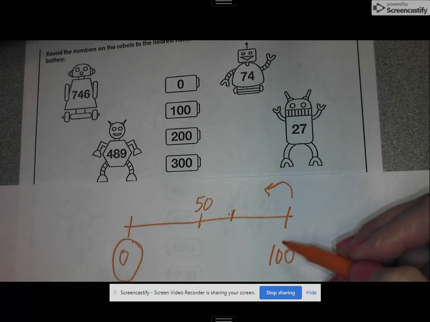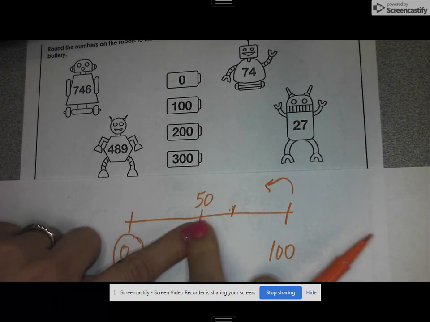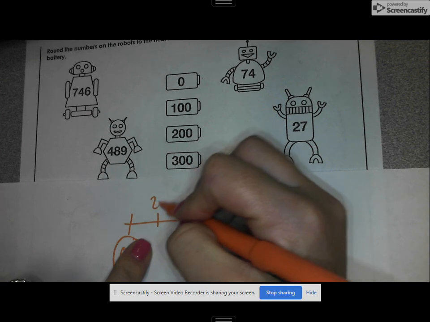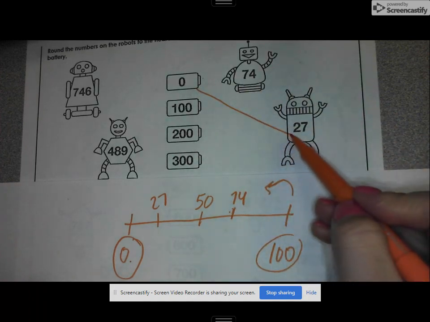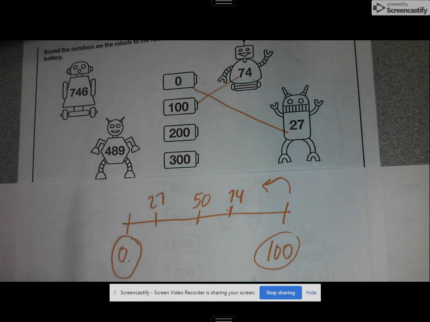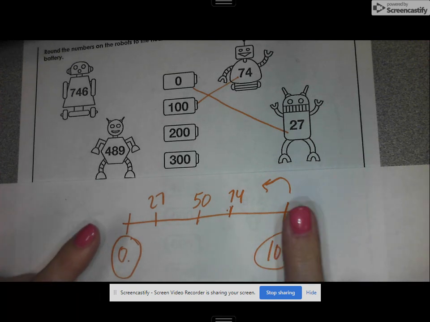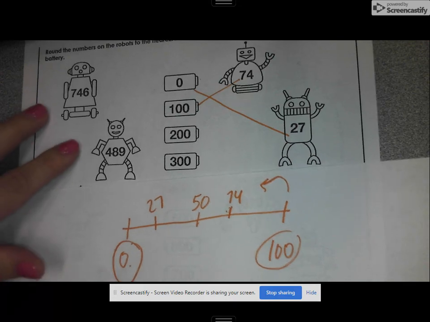Today in class, a few of them had to draw this 0 and 100 out and mark the 50 so they could actually see which side the 74 goes on and which side the 27 is, and then see if it's closer to 0 or closer to 100. So with the 2-digit numbers, you can't really use the little process of underlining anything. It's more about just thinking, does it fall 50 or less, or 50 or more?